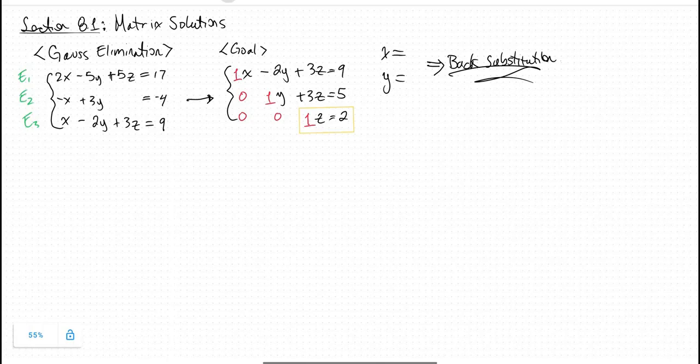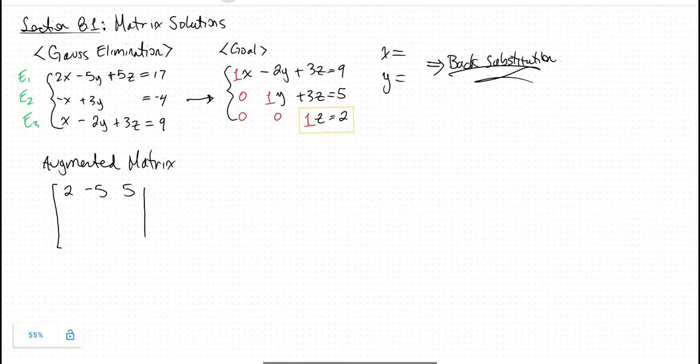Okay, so let's look at the comparison now. To begin with, we use something called a matrix. Even though it sounds very fancy, all it means is we're just going to write the numbers and forget about the letters. So we call it the augmented matrix. If we just keep the numbers from the previous example, then it's just going to be 2, negative 5, 5, and wherever you see the equals, we typically write a little bar there. 17, negative 1, 3, 0, negative 4, 1, negative 2, 3, and 9.